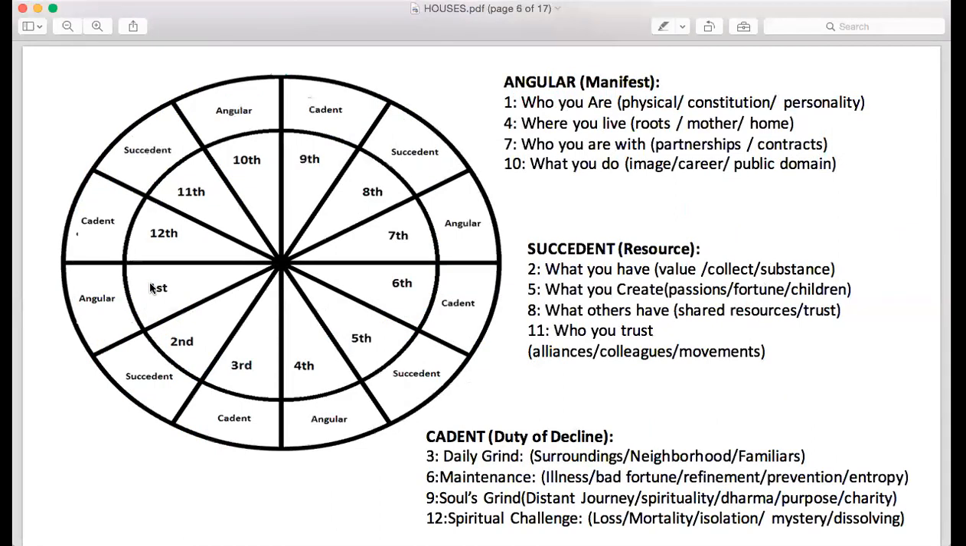The first house right here. It's your physical constitution, it's your personality. It's really relevant for medical astrology because aspects, which we'll get into in Astro Basics 2, aspects to the first house can directly impact the physical body.